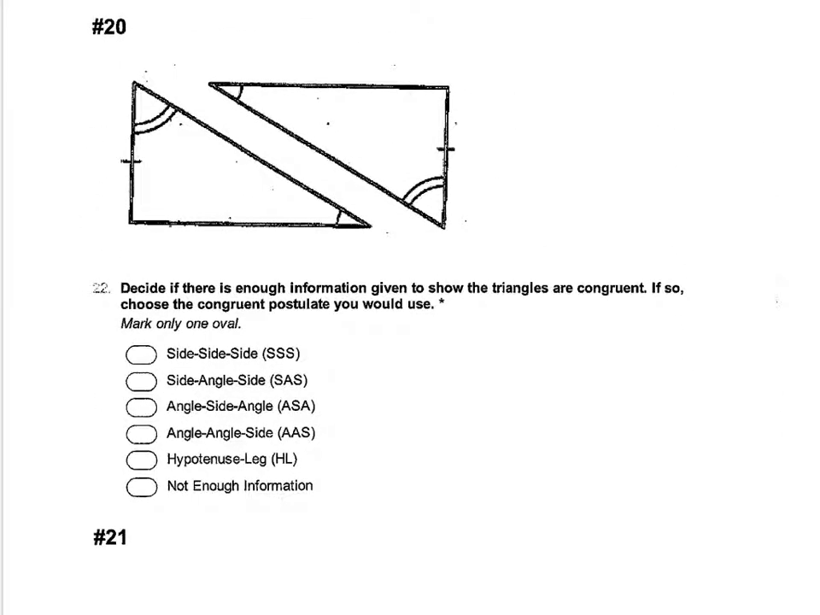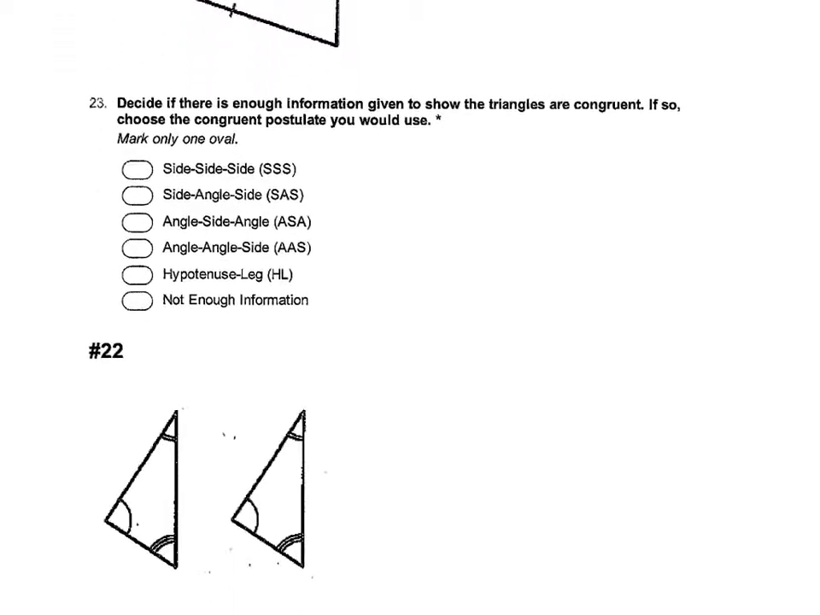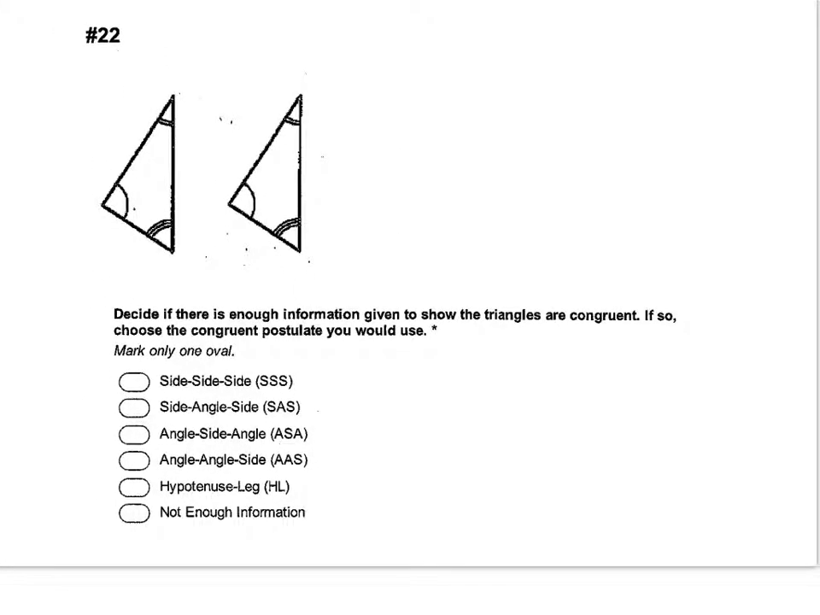21's on the next page. So 21, here it is. Do we have enough information to prove these two congruent? One thing I want to point out is this guy right here, he could be really helpful. Side-side-side, side-angle-side, angle-side-angle, hypotenuse-leg, or is it nothing? Not enough information.